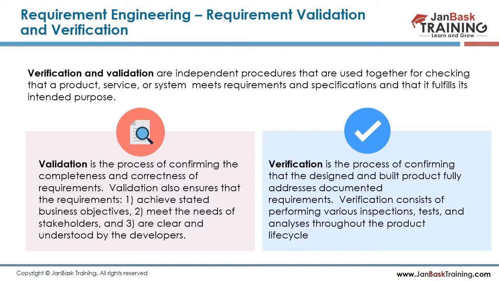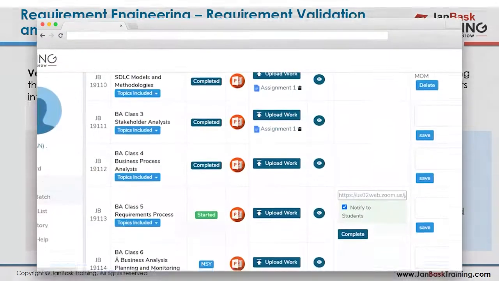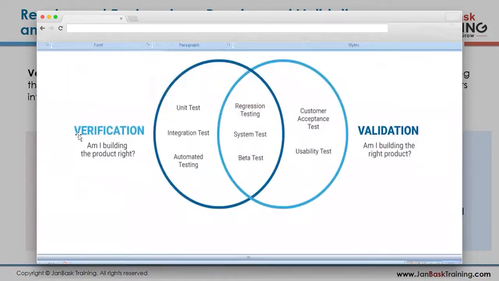So in simpler terms, validation is something that we create and verification is something we validate of what we created. Let me tell you with a clearer picture. Verification: I'm building the product right. Validation: I'm building the right product. You do the unit testing, the integration testing, the automated testing. Over here in the validation, you do the UAT, or user acceptance testing. So you are making a right product. Am I building the right product?